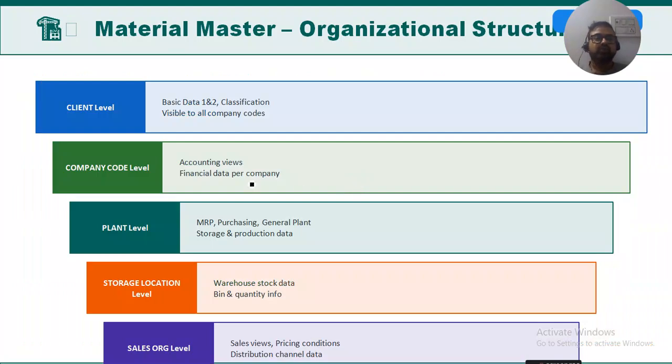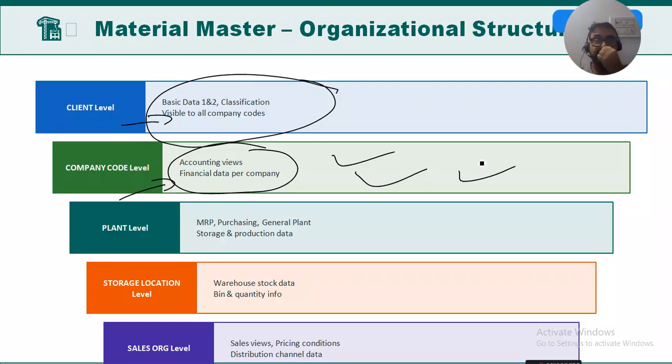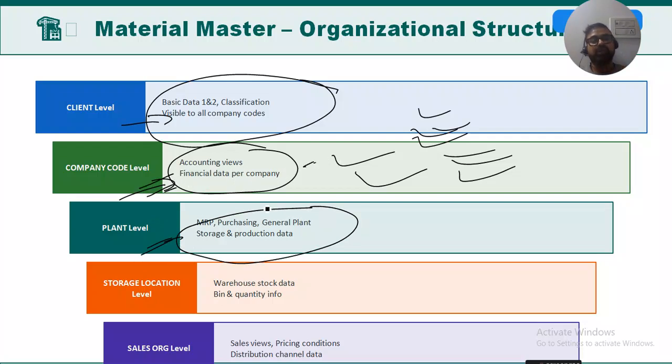Next. So basically our basic master record, basic general data and description, is client level. Accounting view for reporting as a company is a very important thing. The interviewer asks about all these things. Accounting view and financial data related things are company code level. Manufacturing, purchasing, production related data is plant level. Store location is warehouse level, and then sales related data.